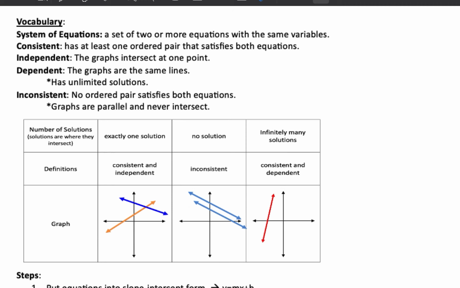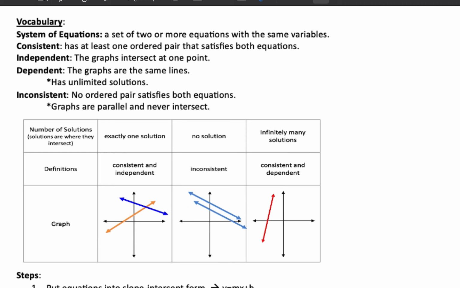So below we have a bit of a diagram just to go through that vocabulary a little bit better. Like we said before, when we've got one exact intersection, we can call it consistent and independent. If they are parallel to each other and never intersect, we're going to call those inconsistent. And if they are the exact same line, we're going to call that consistent and dependent because they have infinite solutions. Moving down to our steps, we're going to make sure that our equations are in slope-intercept form first, and then we're going to graph both of those equations, and then we're going to decide if they have one solution, no solution, or infinite solutions.